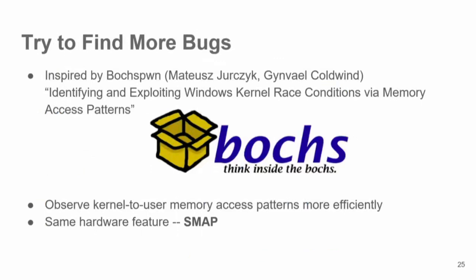Okay, here's our side project. I think I skipped the slides. We want to use the same hardware feature, this time not for mitigation, but to try to find more vulnerabilities of the same kind. So this project is inspired by BochsPwn, identifying and exploiting Windows kernel race conditions via memory access patterns. Basically, this project uses Bochs, a fully software-emulated hypervisor, to monitor all the kernel memory accesses.